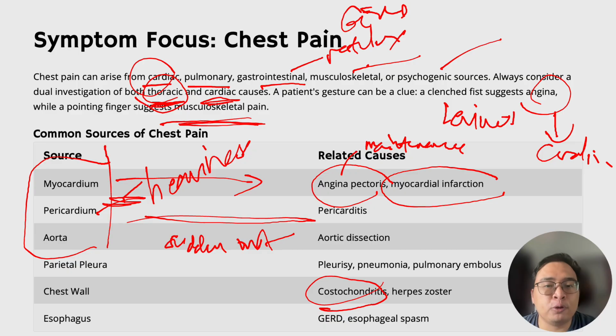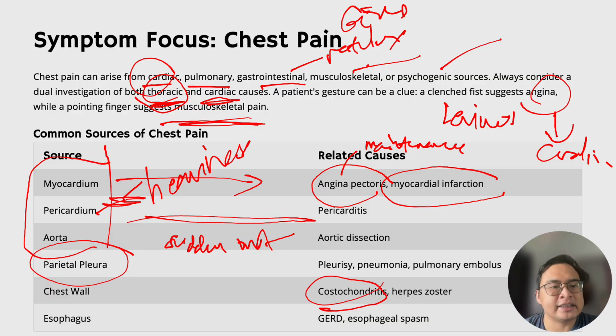How about the pulmonary causes of chest pain? For that, we have the parietal pleura. So the description is different from cardiac pain. Cardiac pain is heaviness, but with the parietal pleura, the pain is more sharp in nature, sometimes described as stabbing, and the causes are multiple. It could be pleurisy, pneumonia, or pulmonary embolus. So pulmonary embolus, as you would understand, is a blood clot. In other words, it's also cardiac in origin, but the affected system is pulmonary.